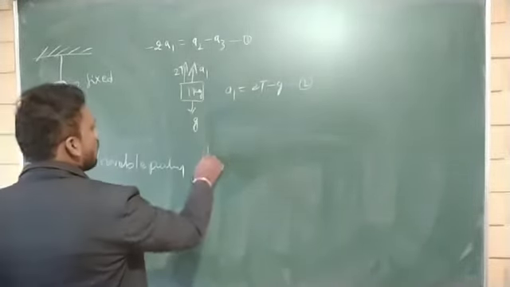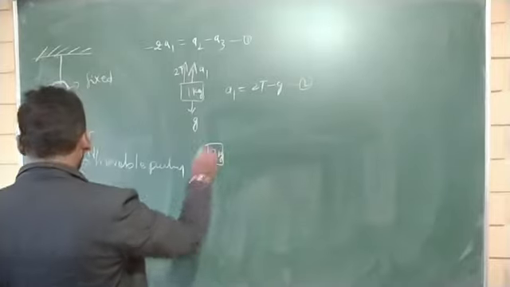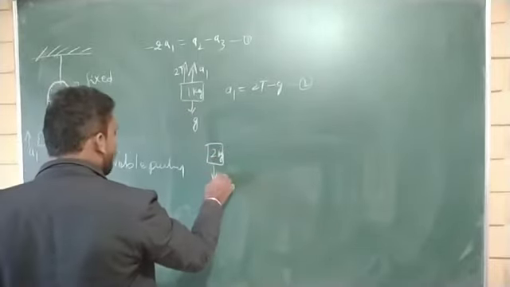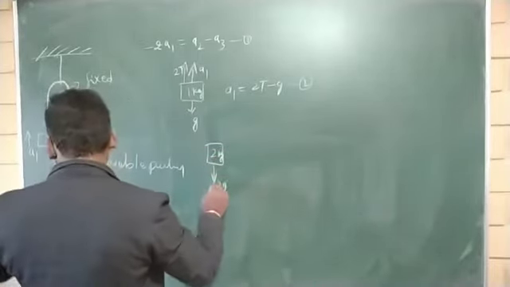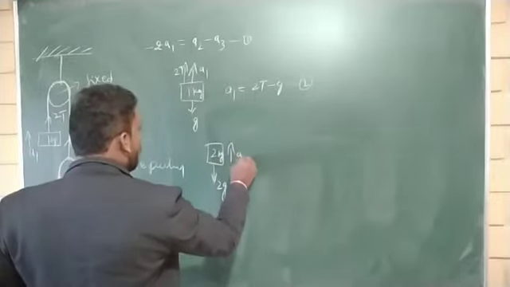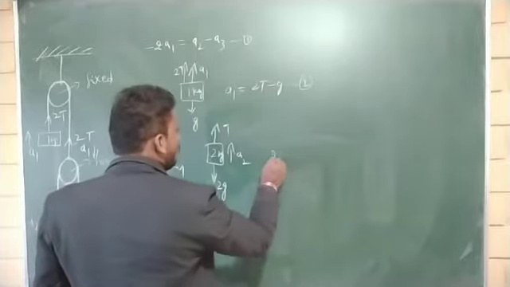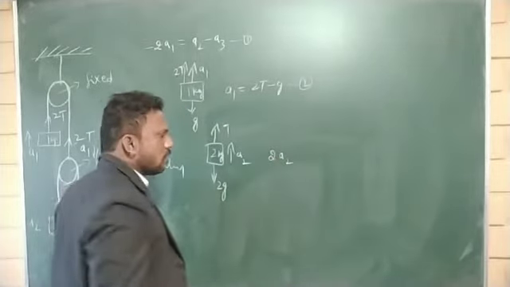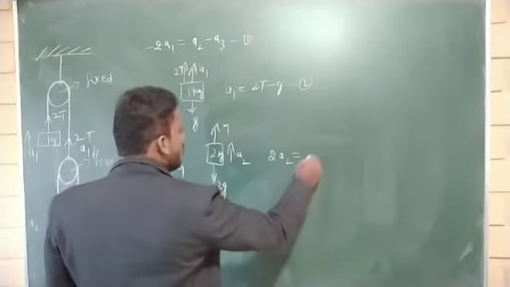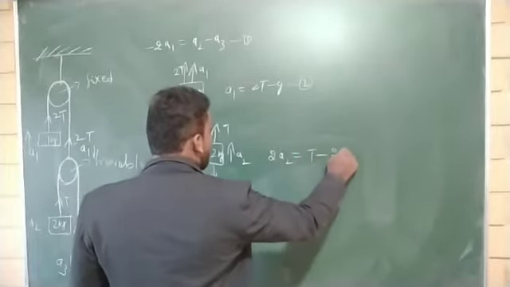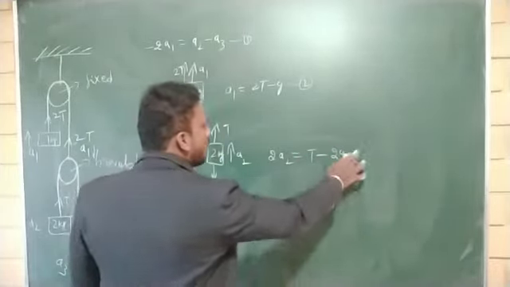Similarly for mass 2 kg. Weight is in the downward direction, 2g. Acceleration is A2, in the upward direction, and tension is T. Therefore, 2 into A2, since mass is 2 kg, is equal to T minus 2g. Call it equation number 3.